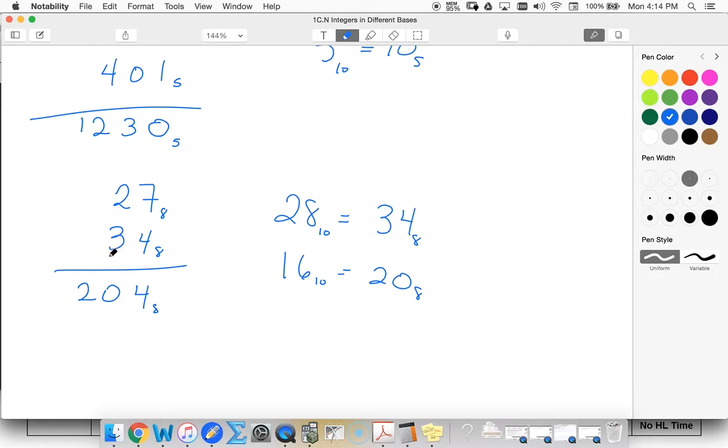So 3 times 7 is 21. 21 base 10 is going to be the same thing as 25 base 8, 16 plus 5. So again, I'm going to write down my 5 and then carry my 2. All right, and then I will have 2 times 3 is 6, plus 2 is 8. 8 base 10 is the same as 10 base 8. So 4, that's okay. 5 is okay, 2 is okay, and 1 is okay. So here is my product of my multiplication.